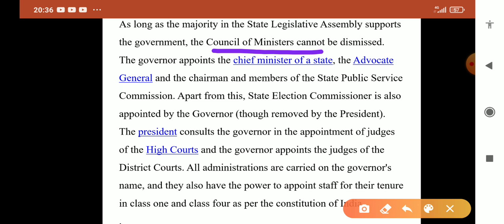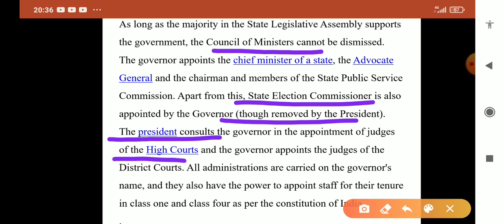And the governor appoints the advocate general, and the chairman and members of the public service commission also. So these are all his executive powers. Apart from this, a state election commission is also appointed by the governor, though removed by the president. One removal is done by the president. The president consults the governor in appointment of judges also of the high courts. So all these appointments happen.